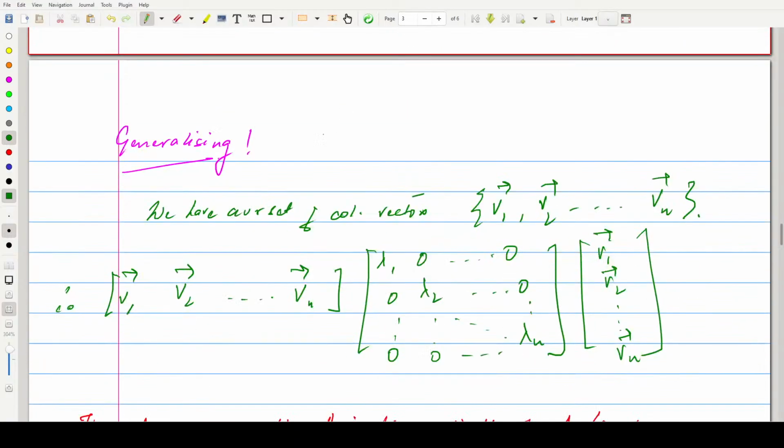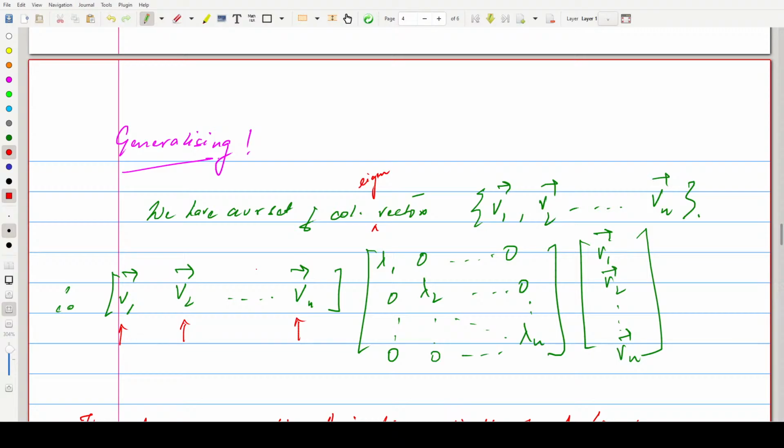All right. So let's generalize. We have our set of column vectors, v1, v2, and so on. These are column eigenvectors. In the process, what we are essentially doing is taking that set and amalgamating them. So this is our column vector 1, column vector 2, and so on up to our nth column vector, and we're just putting them in the matrix.